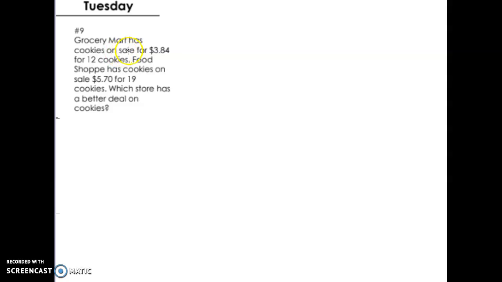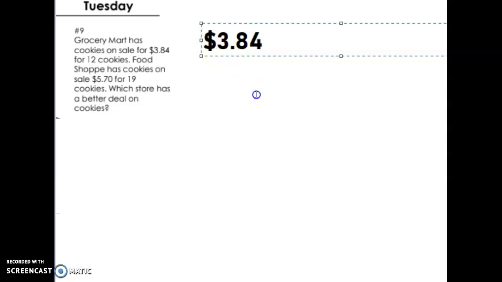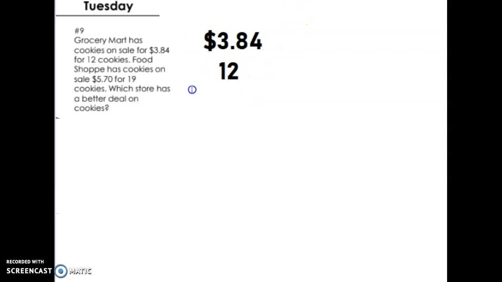So it says Grocery Mart has cookies on sale for $3.84 for 12 cookies, right? So for every $3.84, you get how many cookies? Well, it says 12. So that's how I would set this up, right? For $3.84, I get 12 cookies. Now the other ratio, it says Food Shop has cookies on sale for $5.70 for 19 cookies. So we're gonna say $5.70 over 19 cookies, right? So all I did is really just write out my information.